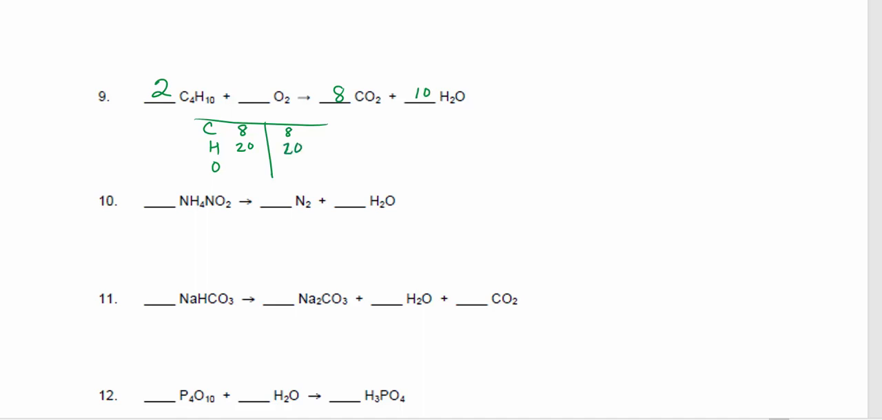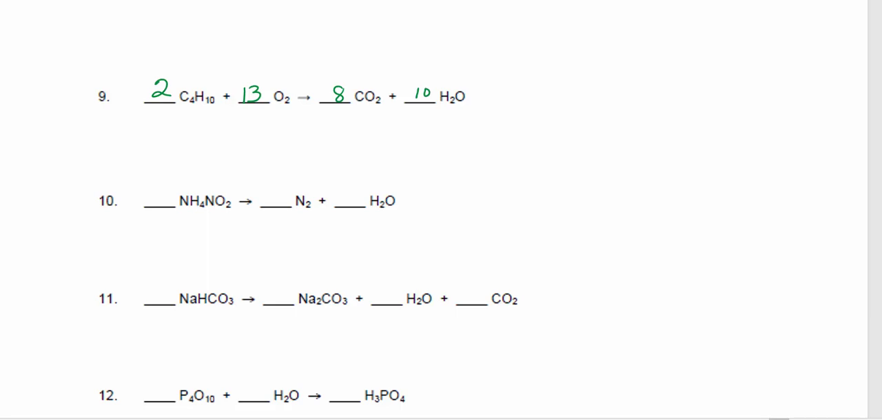So now let's count oxygen atoms. On the product side, I have 8 times 2, which is 16, plus 10. So I have a total of 26 oxygen atoms on the product side. In order to get 26 oxygen atoms on the reactant side, this must be 13. And you see that cannot be reduced any farther because 13 is a prime number. So that's just a quick way to balance a combustion reaction if you have an even number of carbon atoms. That only works for an even number.